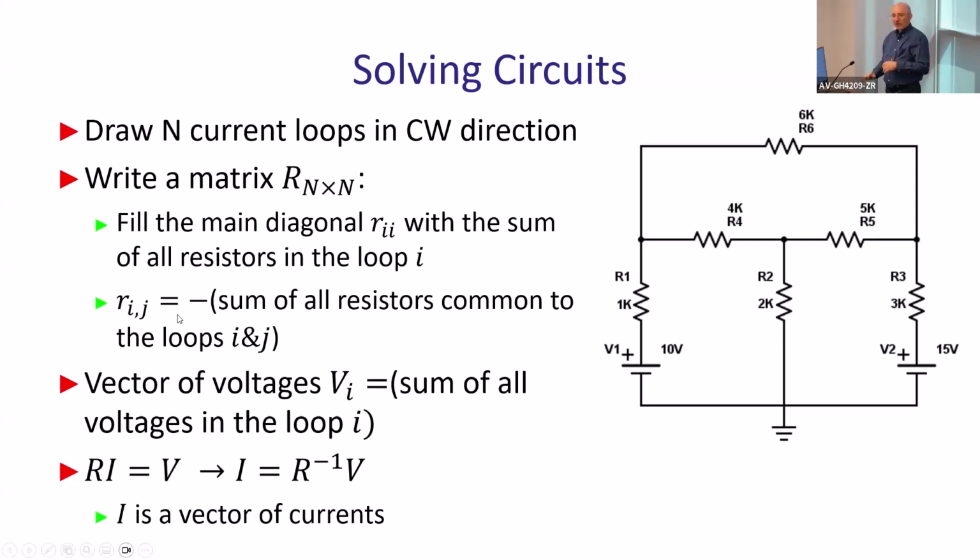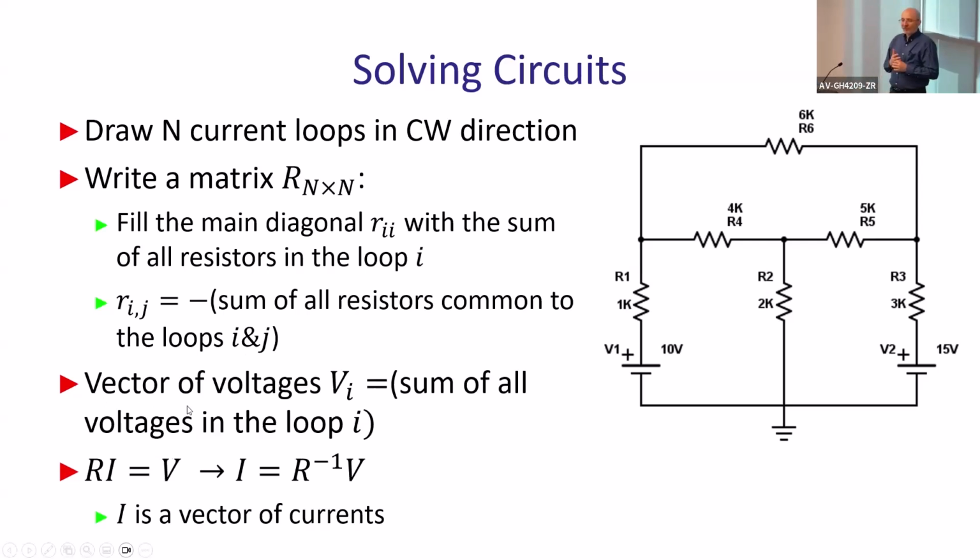So this is how you build that matrix. First step, you make the sum of all of the resistors in the loop on the main diagonal, and minus the sum of all resistors common to the loops i and j as every other element in the matrix. Okay, we'll see some examples soon.